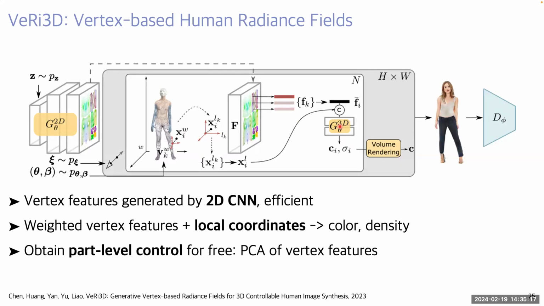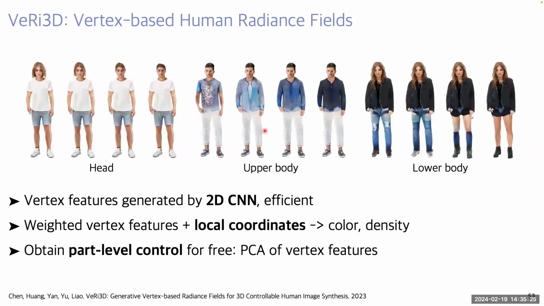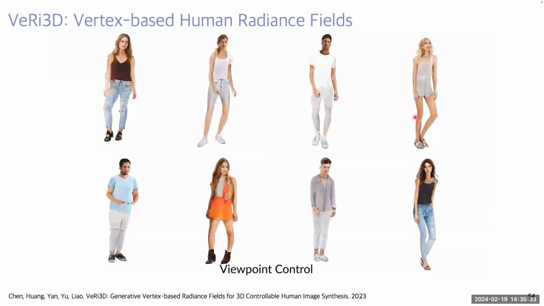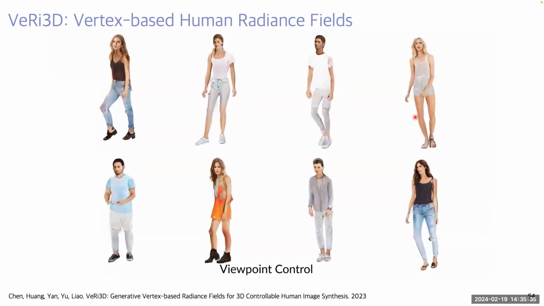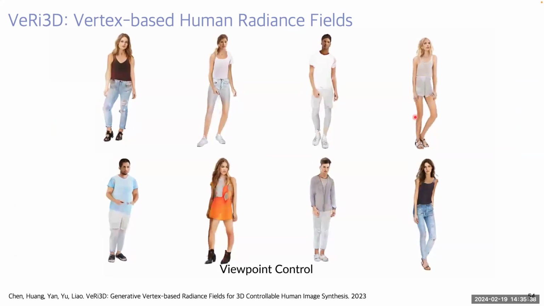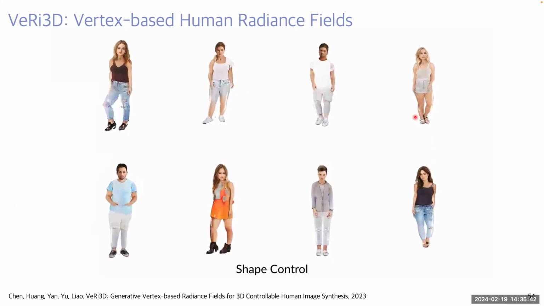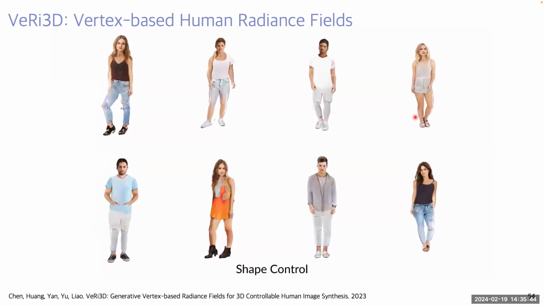Afterwards, we are able to obtain part-level control for free if we simply apply PCA to the vertex features. These are the part control results, where we can manipulate the head, the upper body, or the lower body individually. And here are more results about viewpoint control. Of course, we still struggle to achieve the same quality as EVA3D, which is really hard to beat.